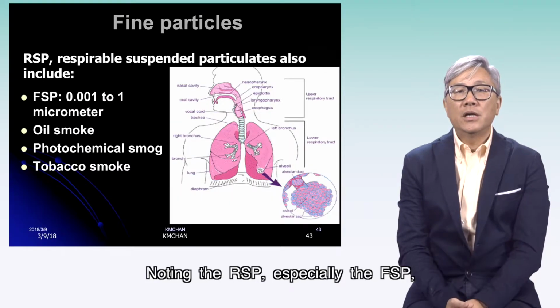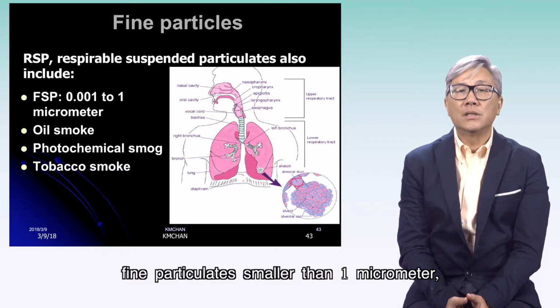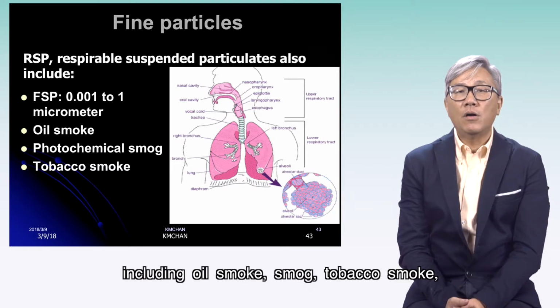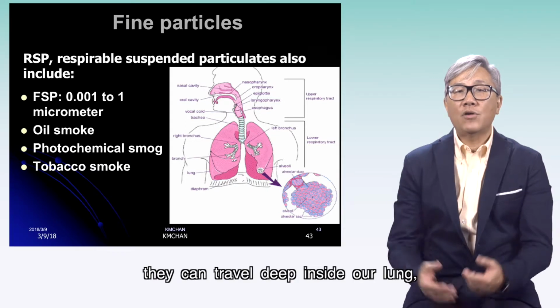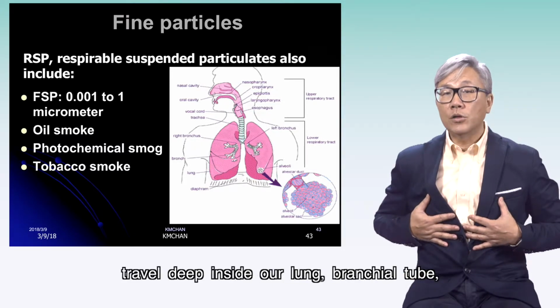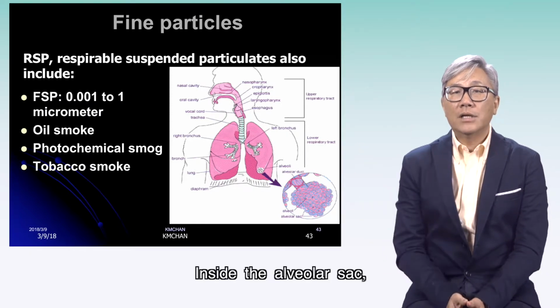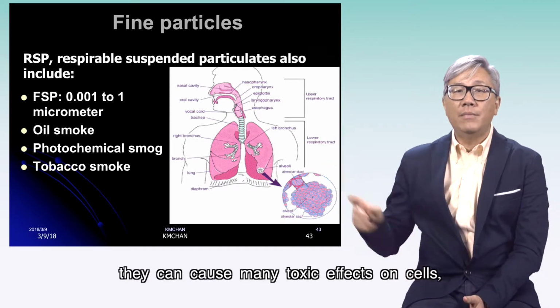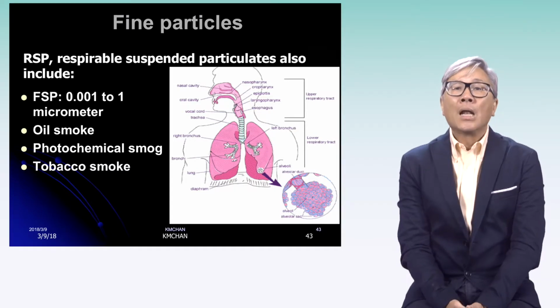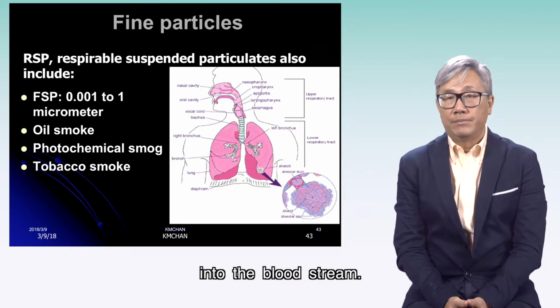Looking at the RSP, especially the FSP, fine particulates smaller than 1 micrometer, including oil smoke, smog, tobacco smoke, they can travel deep inside our lung, bronchial tube, into the alveoli. Inside the alveolar sac, they can cause many toxic effects on cells and even get through the epithelial cell layer into the bloodstream.